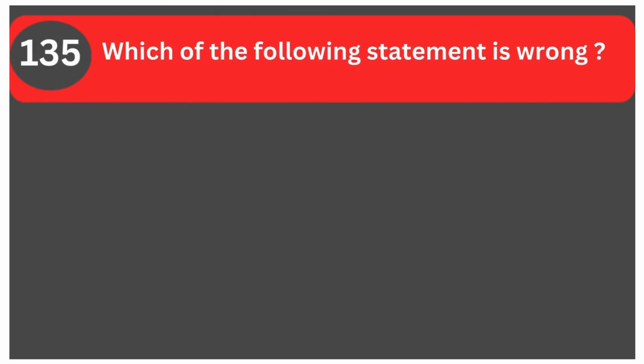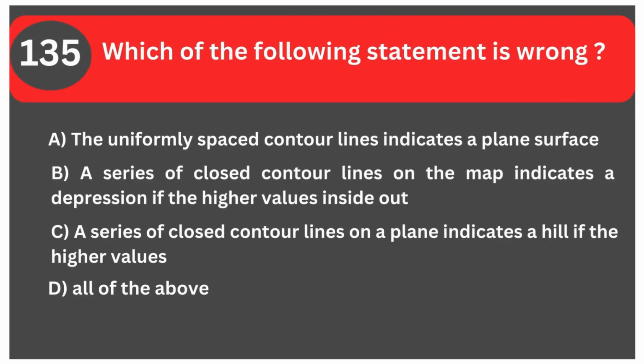Which of the following statements is wrong? Options: A. The uniformly spaced contour lines indicate a plane surface. B. A series of closed contour lines on the map indicates a depression if the higher values are inside. C. A series of closed contour lines on a plane indicates a hill if the higher values are inside. D. All of the above. Answer: D. All of the above.